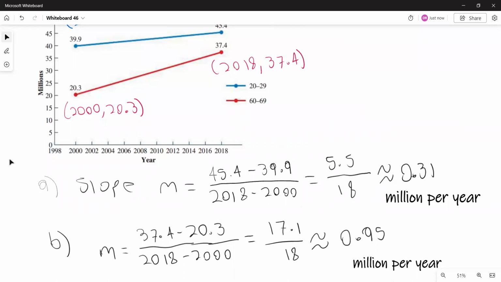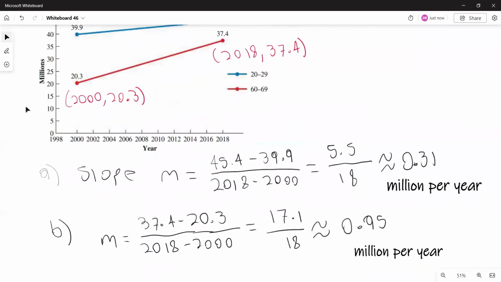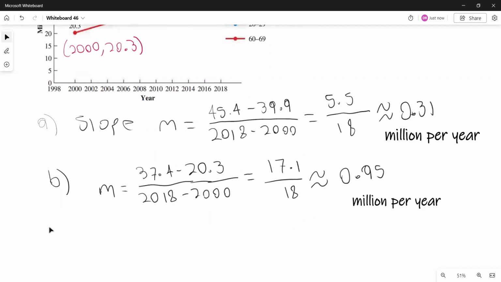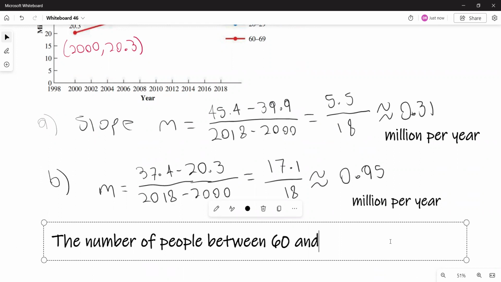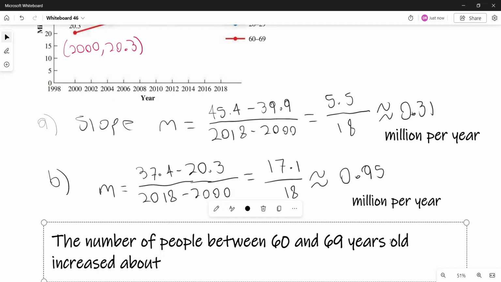And they are asking one more question. What do the data suggest? So the data suggests that the number of people between 60 and 69 years old increased about 3 times as fast as the number of people between 20 and 29.